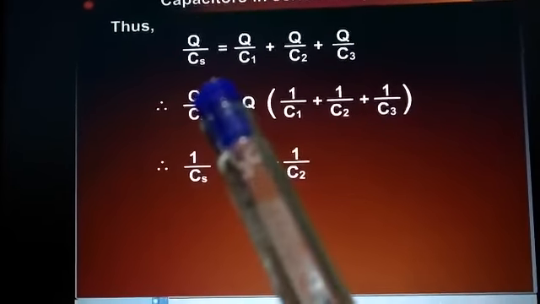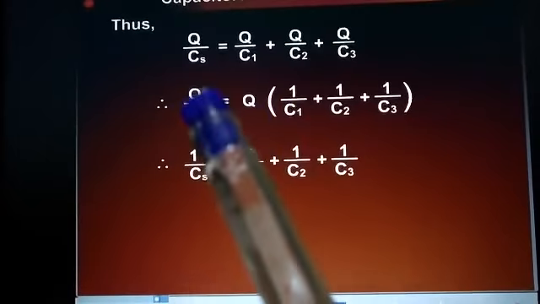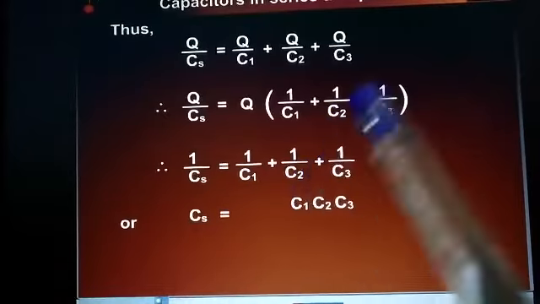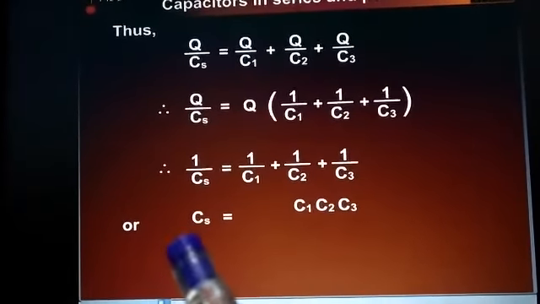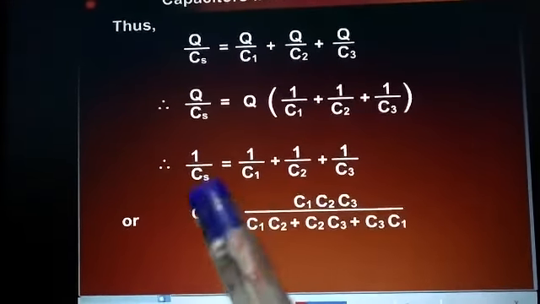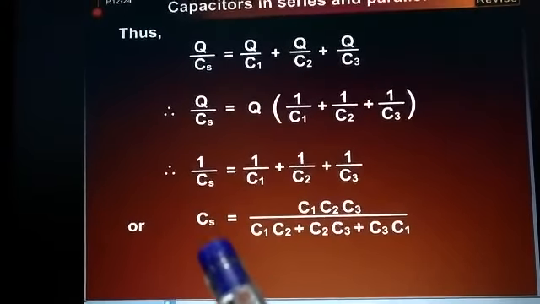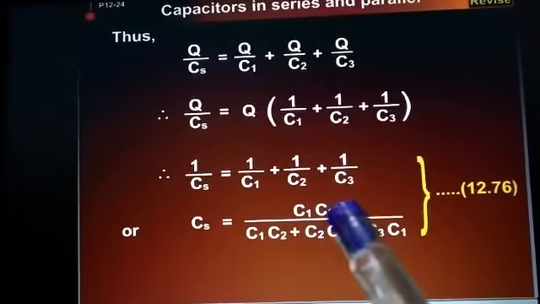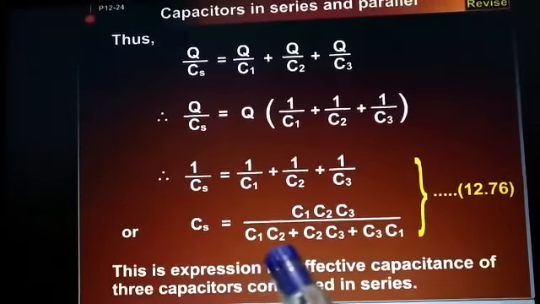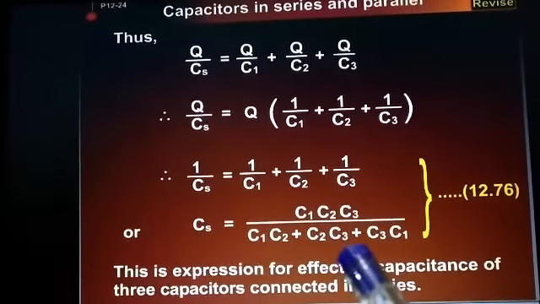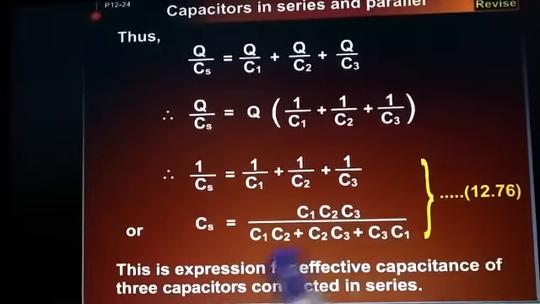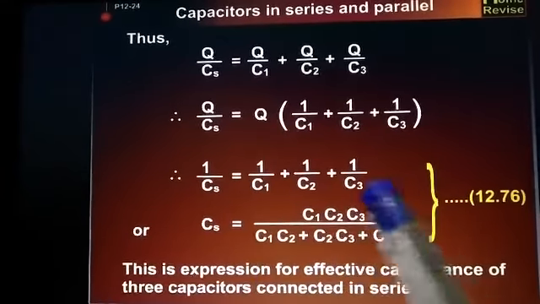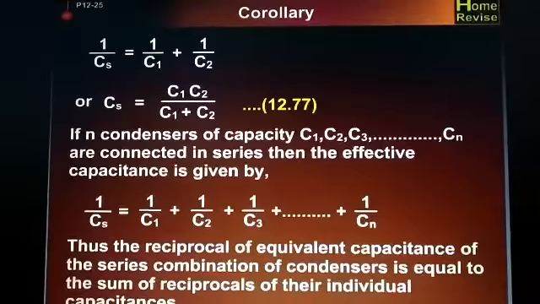Therefore Q cancels out and we get 1 upon Cs is equal to 1 upon C1 plus 1 upon C2 plus 1 upon C3. So the formula for Cs, the capacitance in series combination, is equal to C1 into C2 into C3 upon C1 into C2 plus C2 into C3 plus C3 into C1. This is the expression for the effective capacitance of three capacitors connected in series combination.